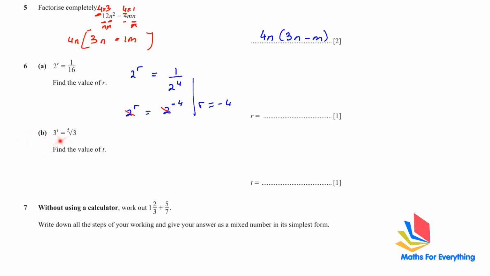Part B, 3 to the power of t is equal to, we have got 1/5 of 3. So we can write 3 to the power of t is equal to 3 to the power of 1 over 5. Again, the same thing. If the base is same, it gets cancelled. The powers are equal to each other. So t is equal to 1 over 5.